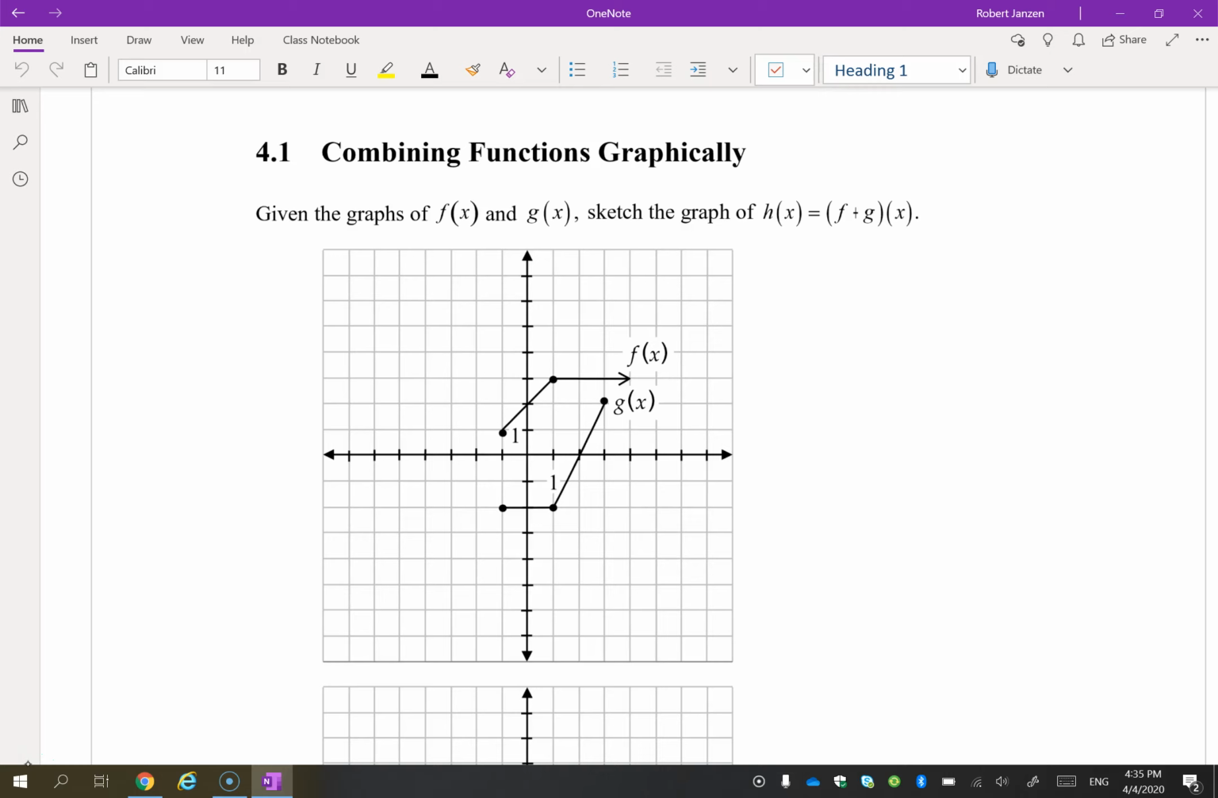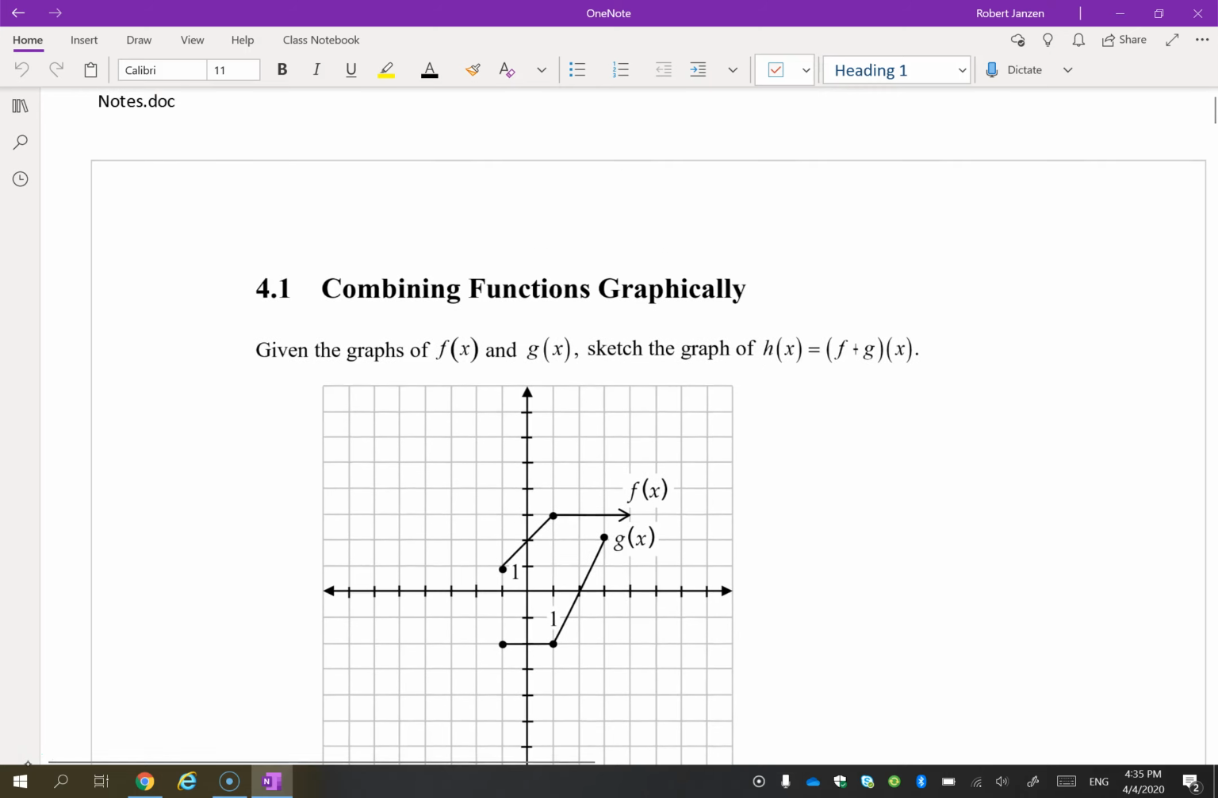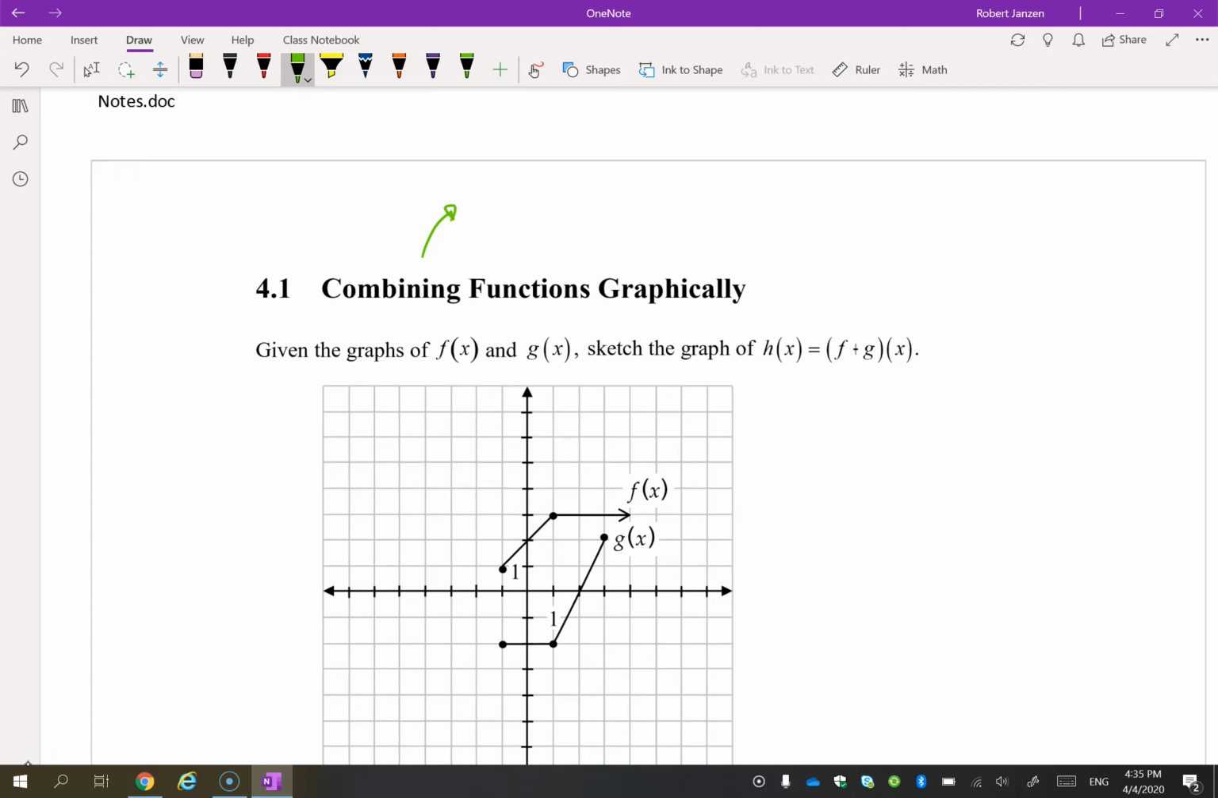So combining functions. This whole unit is about putting functions together. We're going to put them together by adding them, by subtracting them, by multiplying and dividing. And then we're also going to do what's called a composition of two functions. Okay, well, we're going to combine functions in these 5 methods.